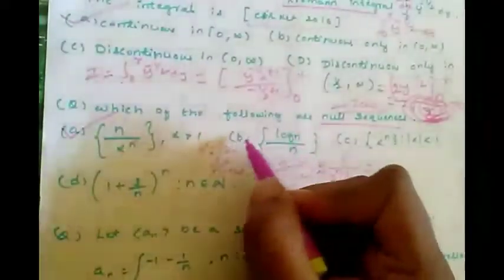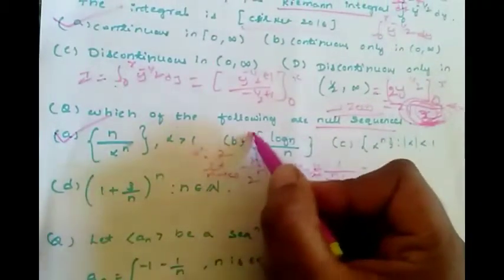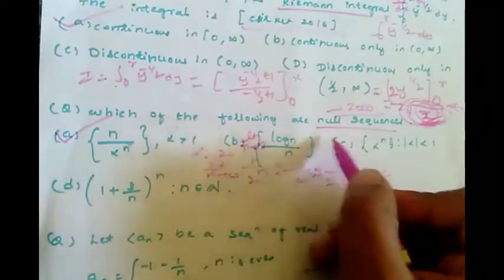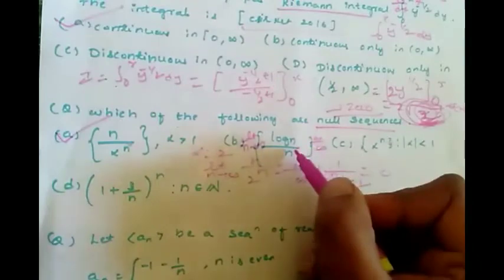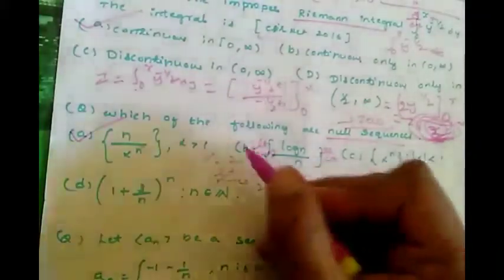Okay, then we come to option B. We apply the limit n tends to infinity. We get here also infinity by infinity form. Then differentiate separately. We get 1 by n by 1. We apply the limit n tends to infinity. Here also we get 0. Therefore option B also correct.